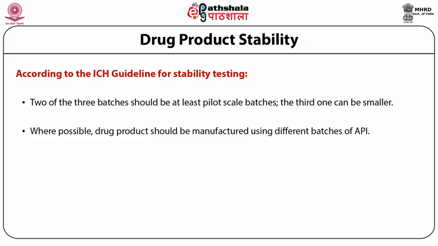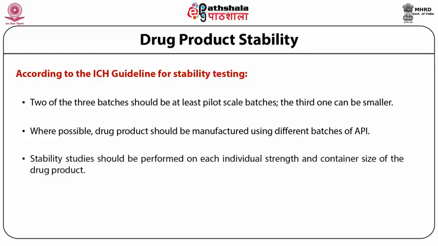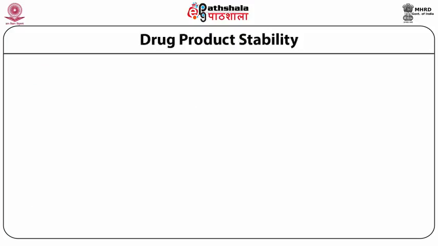Where possible, batches of the drug product should be manufactured using different batches of the drug substance. Stability studies should be performed on each individual strength and container size of the drug product unless bracketing or matrixing are applied. Other supporting data along with this can also be provided. Stability testing should be conducted on the dosage form packaged in the container closure system proposed for marketing, including, as appropriate, any secondary packaging and container label.